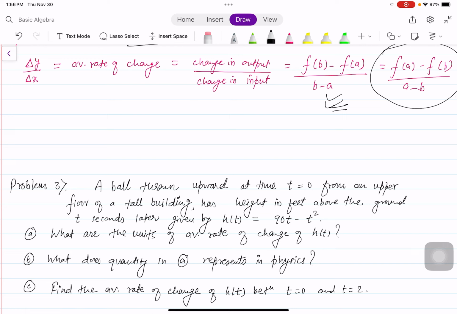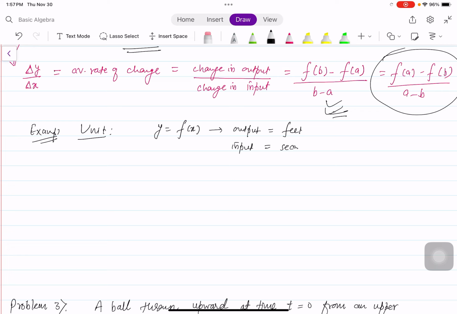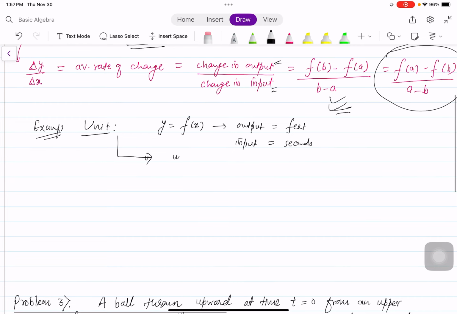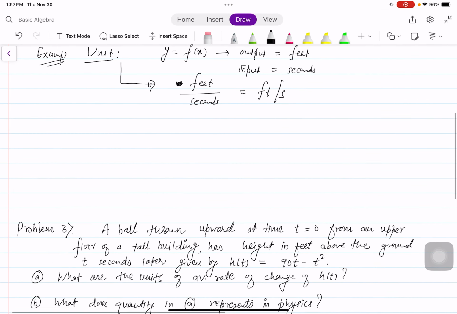Now, how do we find the units of the average rate of change of these functions? Let's take an example. Say we have a function f of x. The output is measured in feet, and the input is measured in seconds. Then the unit is the unit of output on the top, because the formula has output on top and input on the bottom, so feet on the top and seconds on the bottom, which becomes feet per second. This is how we find units.